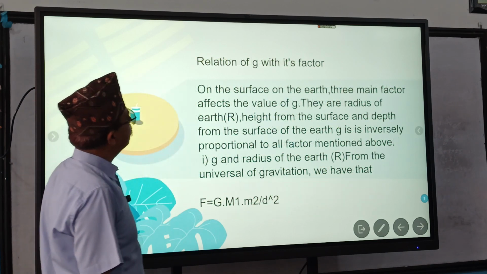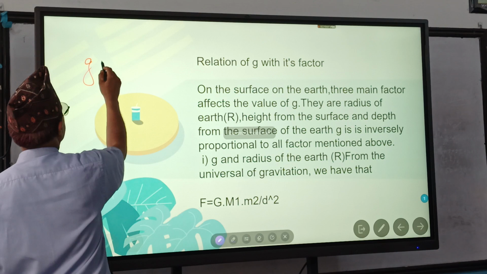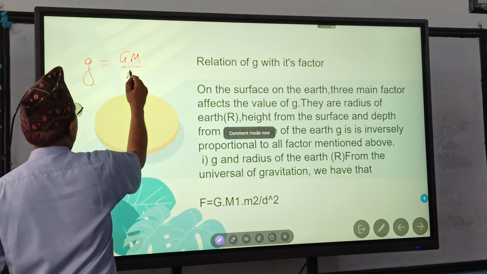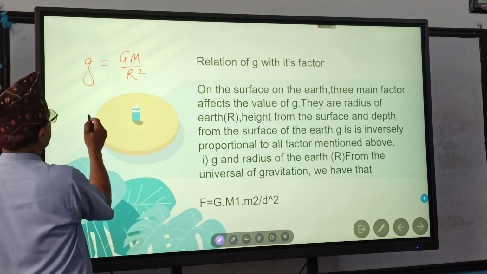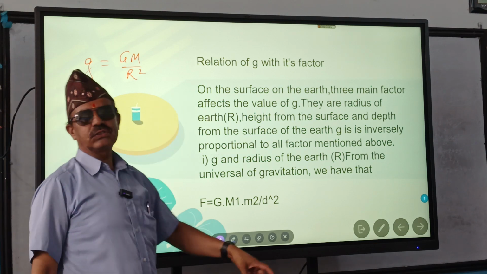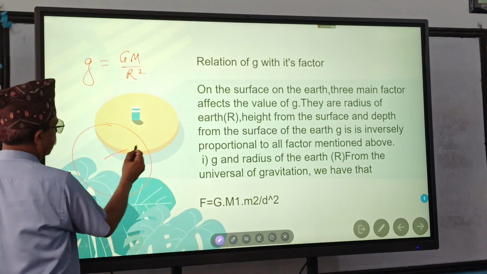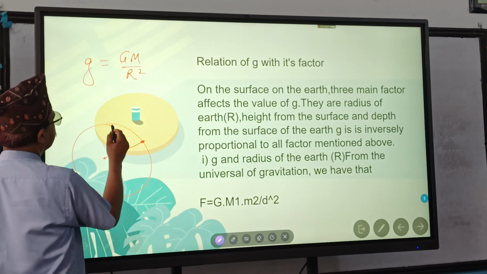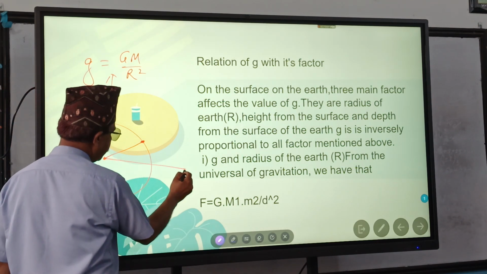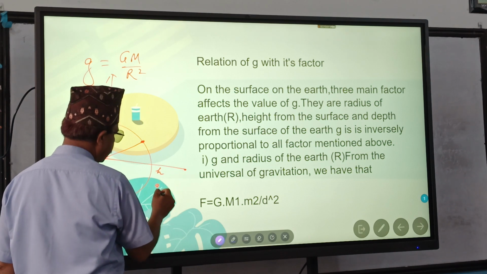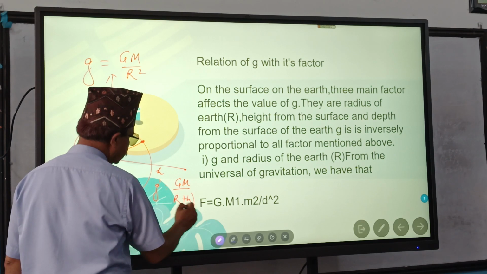And the relation of g with its factors, I already told you. What is the formula of g? g equals GM by R square. This is for a body which lies on the surface. Suppose this is a heavenly body and here is one object, so this formula is applicable over here. Now another formula. This is the center. Is there height h or not? For this body, g prime equals GM by (R plus h) whole square.